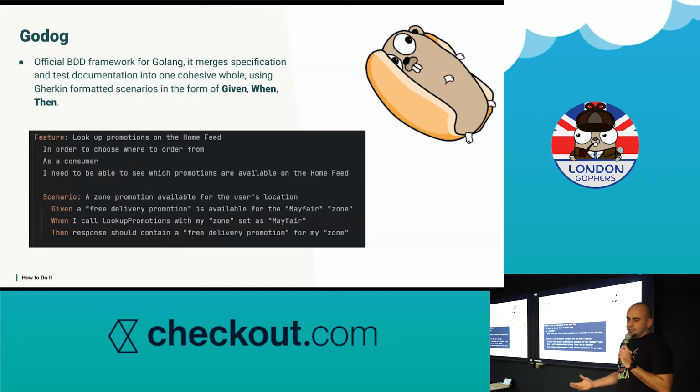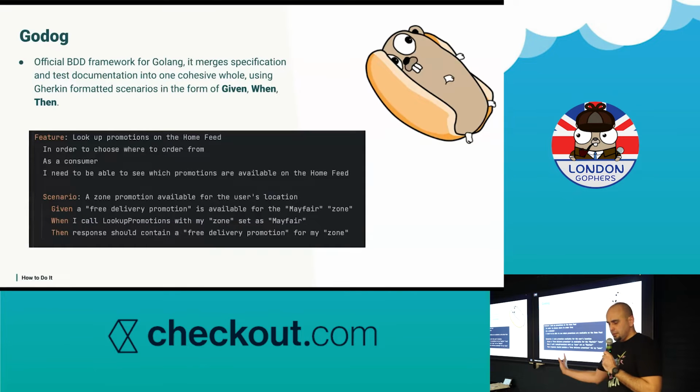So my scenario is: promotions available for the user's location. The first step of the scenario: given a free delivery promotion is available for the Mayfair zone, when I call lookup promotions with my zone set as Mayfair, then the response should contain a free delivery promotion for my zone.